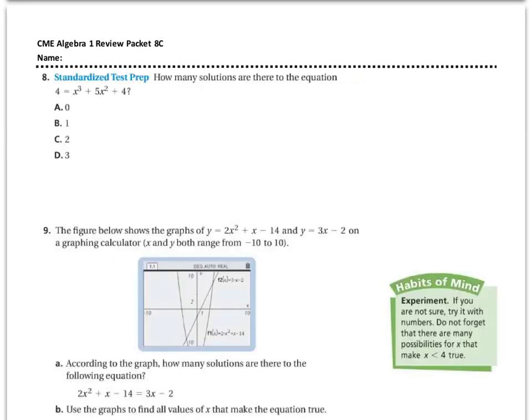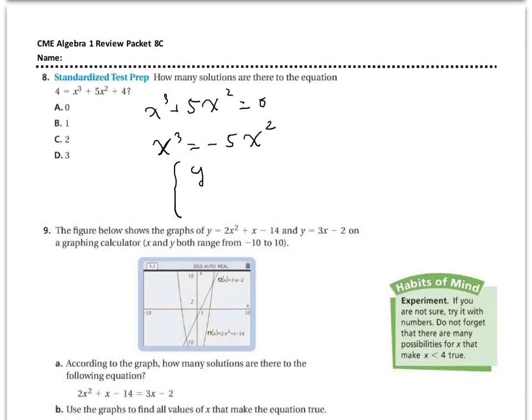Standardized test prep 8. How many solutions are there to the equation 4 equals x to the third plus 5x squared plus 4? Well, first of all, in order to find how many solutions you have, you have to have 0 on one side, so subtract that, and you'll have x to the third plus 5x to the second equals 0. Then you have x to the third equals minus 5x to the second.